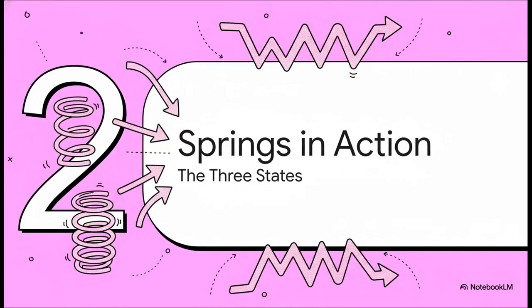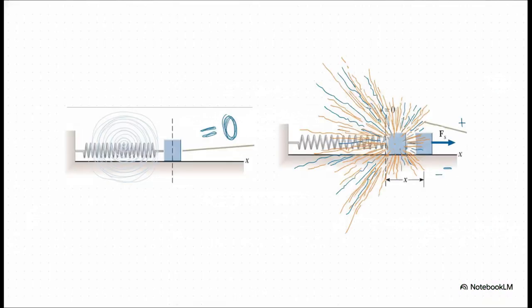Okay, let's see this restoring force in action. We can do that by looking at the three distinct states of a spring. Visualizing these is going to make this whole concept click, I promise. All right, take a look at the image on the left. Here, the spring is in equilibrium. It's just hanging out, not stretched or compressed. So its displacement, x, is 0. And because of that, it's not exerting any force. Now look at the image on the right. We've compressed the spring. The displacement x is to the left, which we call negative.